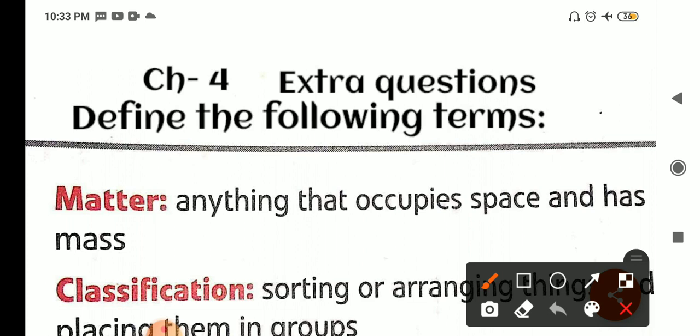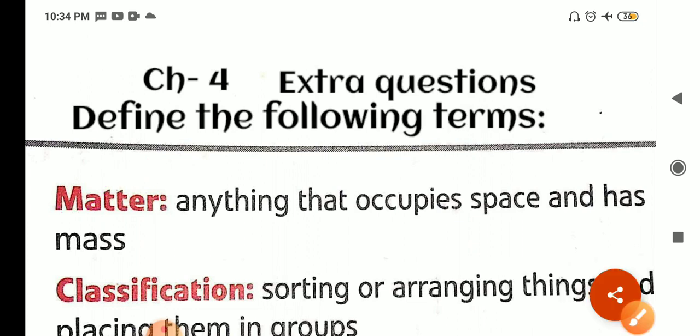Now first, define the following terms. The first term is given to you, it's matter. So what's matter? Anything that occupies space and has mass is called matter. And I can give you the example: all solids, all liquids, all gases are forms of matter, right? Okay.